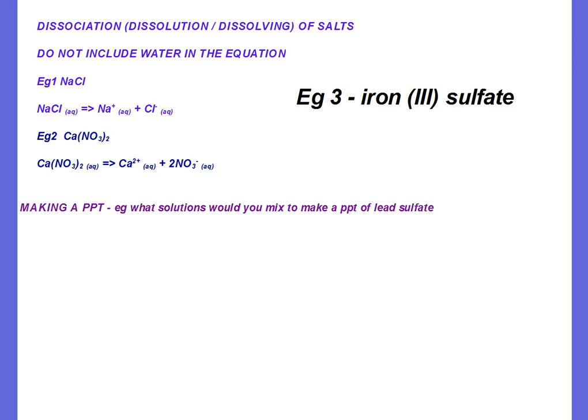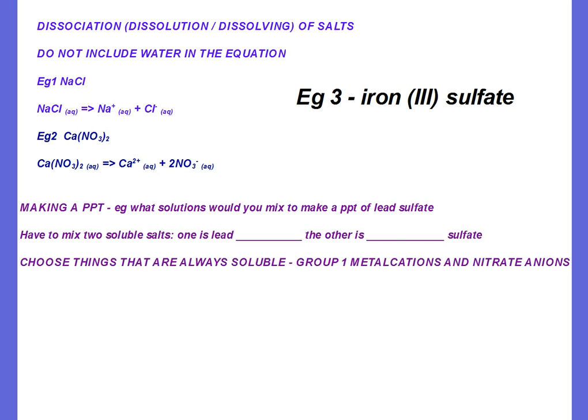The next thing that came up in the experiment was making a precipitate. There were some questions that said, what solutions would you mix to make this certain precipitate? So for an example here, what solutions would you mix to make a precipitate of lead sulfate? So you've got to think to yourself, I've got to mix 2 soluble salts. One of them must be lead something, the other one must be something sulfate. And what 2 things can I put there in those gaps to make 2 soluble salts that will mix together to make my precipitated lead sulfate?